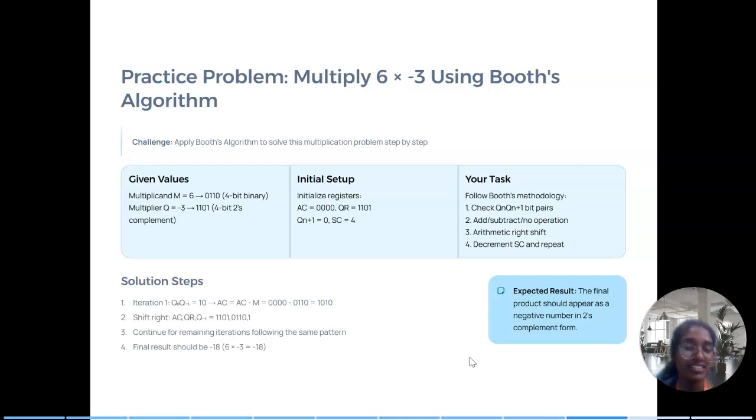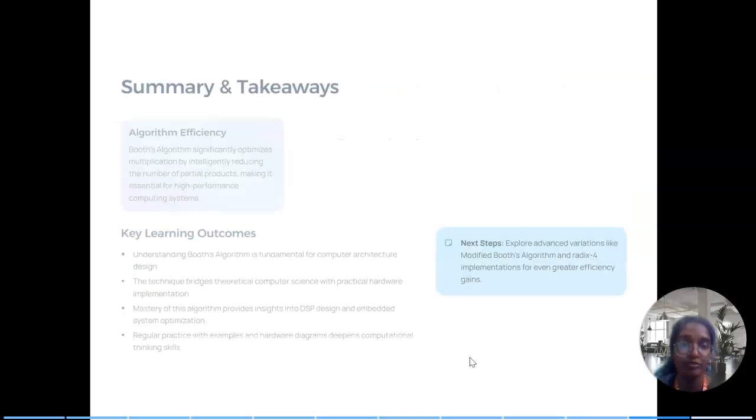6 into minus 3 is minus 18. The expected result: the final product should appear as a negative number in 2's complement form.